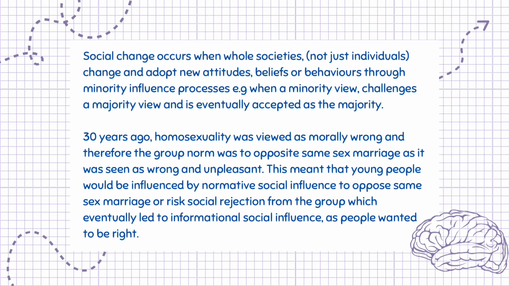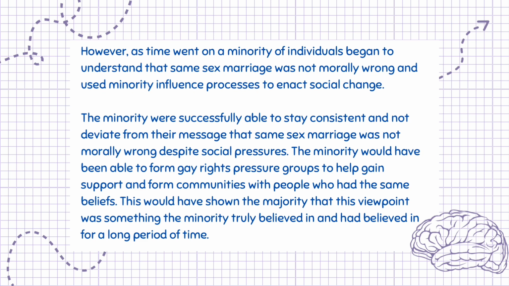This meant that young people would be influenced by normative social influence to oppose same-sex marriage or risk social rejection from the group, which eventually led to informational social influence, as people wanted to be right. However, as time went on, a minority of individuals began to understand that same-sex marriage was not morally wrong and used minority influence processes to enact social change.